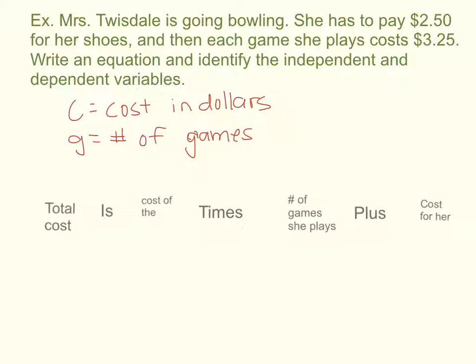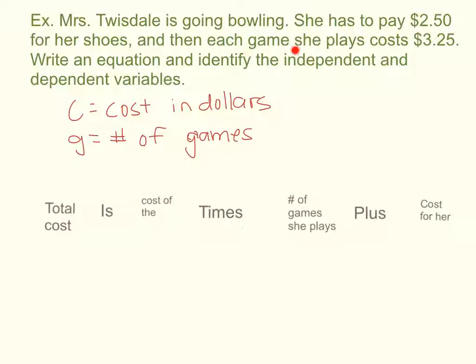Okay, here I have another one. Mrs. Twisdale is going bowling. Now, she has to pay $2.50 for her shoes. If you've never been bowling, you have to have special shoes when you go bowling so that you don't ruin the special hardwood.